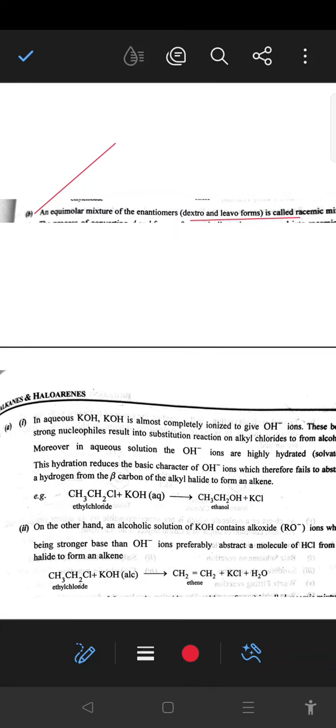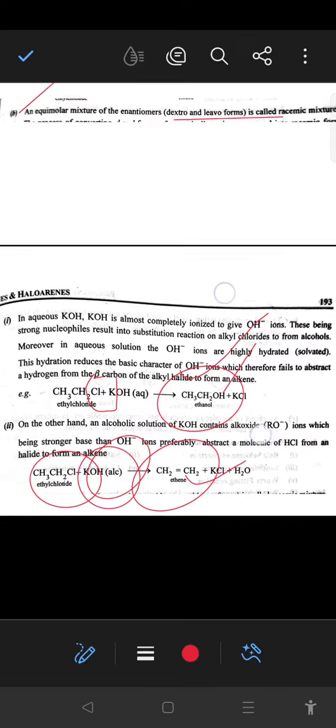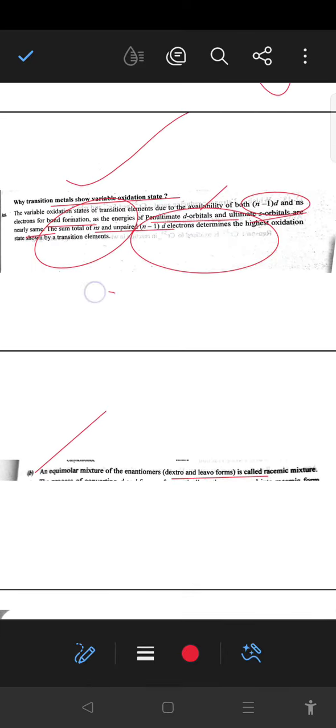Next, alkyl halide when treated with alcoholic and aqueous KOH leads to different products. In the case of aqueous KOH, which is ionic in nature, KCl and alcohol formation occurs easily. In the case of alcoholic KOH, the alkoxide ion is present, which abstracts hydrogen from the neighboring carbon and leads to formation of alkene, due to the stronger base alkoxide ion. So alcoholic KOH leads to formation of alkene and aqueous KOH leads to formation of alcohol. So these are all the important questions of this second sample paper.